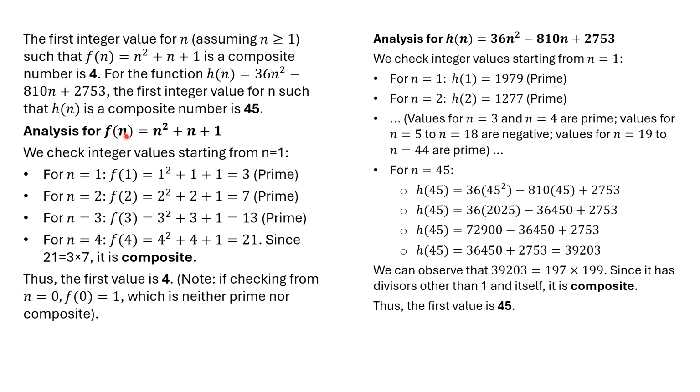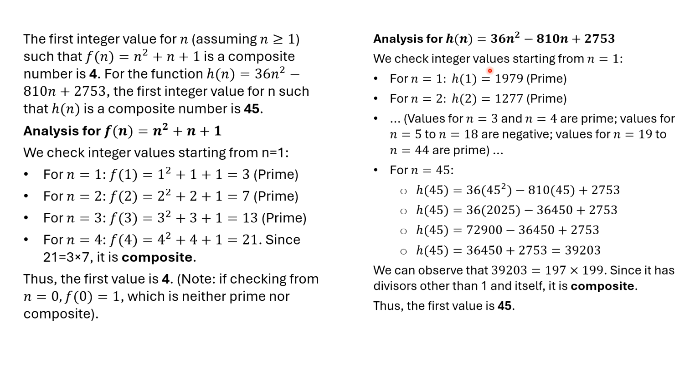So let's look at this equation. Here we put in 1, we get 3, 2, we get 7, 3, we get 13, so it looks kind of good. We got 3 in a row. But then when you put in 4, you get 21, so that's composite, 3 times 7. So the answer there is 4.